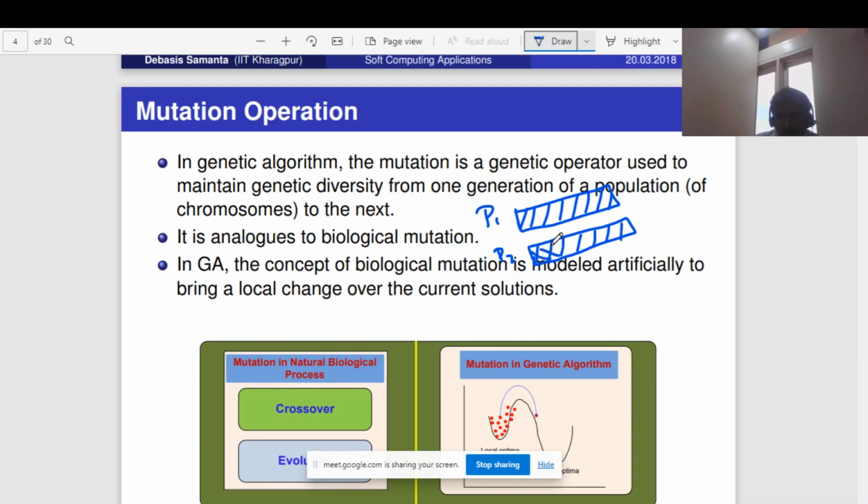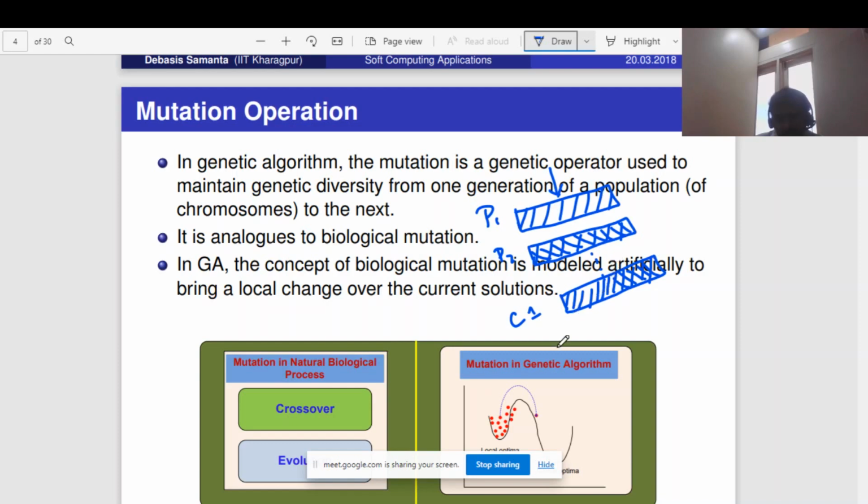Now say that you are selecting some crossover point. Say this is the crossover point. Let us assume the middle point as the crossover. Now child 1 is created something like this. Its first part comes from parent 1, and the second part comes from parent 2. So this is an ideal case. It is a perfect crossover.